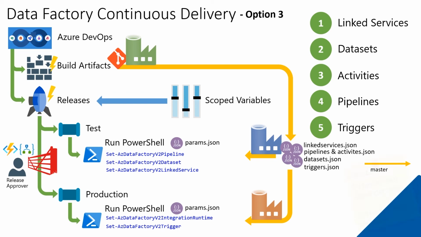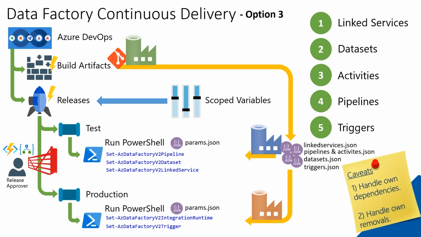But there are some caveats to be aware of. If we're going to go with option 3, we need to think about dependencies. We can't deploy a data set that has a linked service that needs to go before it to authenticate, so we need to handle dependencies ourselves. We also maybe need to handle removals. The set commandlet in PowerShell is only going to add our data factory components. If we need to remove things as part of our deployment process, we might need to think about handling that as well.